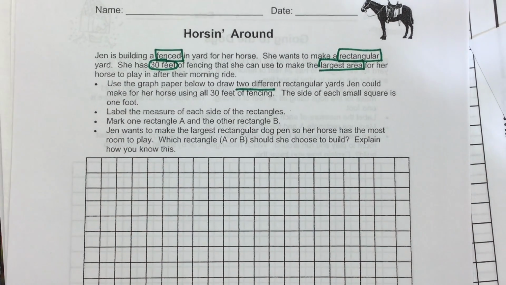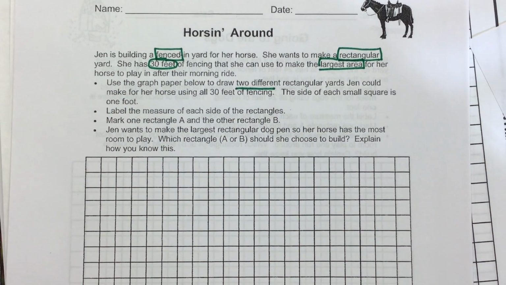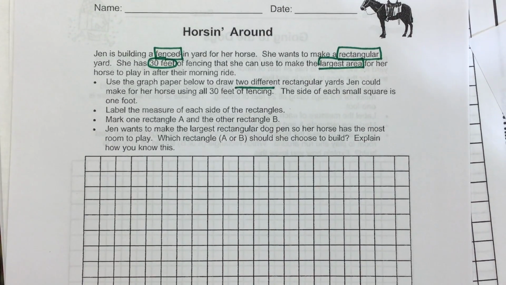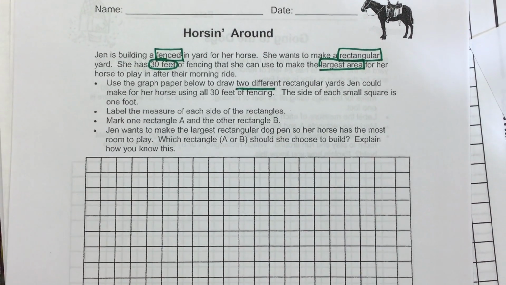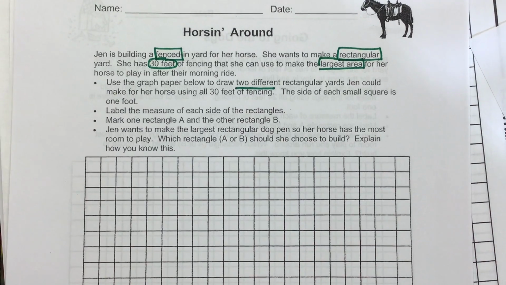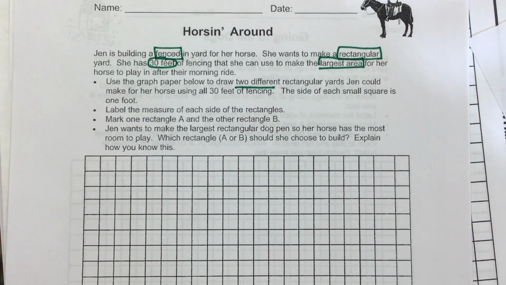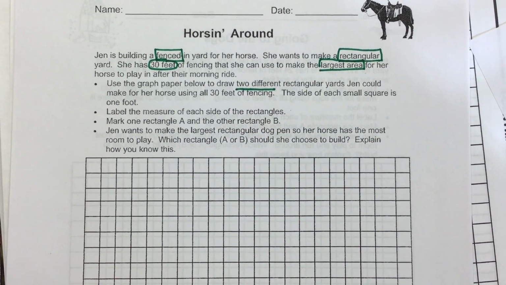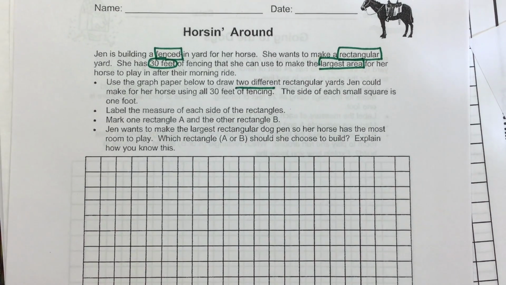So what is going to be the perimeter of the yard for the horses? What will be the perimeter? Everyone should have their hand up. Everyone should know the answer. Ella? 30 feet. That's going to be the perimeter of the yard.